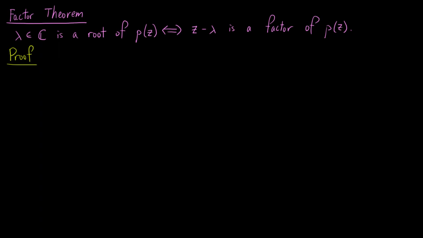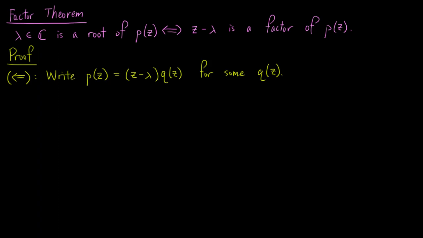To prove this, suppose that z minus lambda is a factor of p(z). Then we can write p(z) equals (z minus lambda) times q(z) for some polynomial q(z). So p(lambda) equals (lambda minus lambda) times q(lambda), which equals 0. That is, lambda is a root of p(z). Conversely, suppose that lambda is a root of p(z).